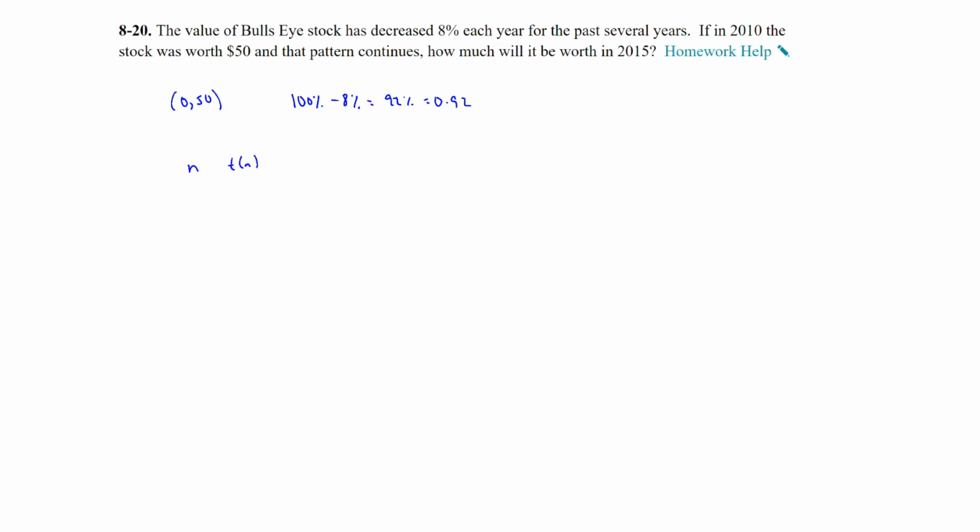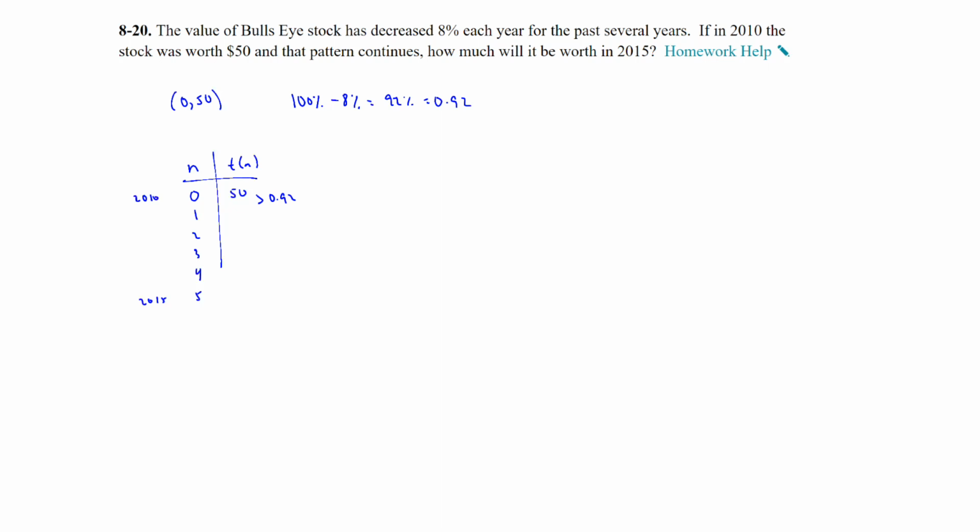So you could set up a table and just work through, since 2015 is not that far from 2010. N would be 0, though. That represents the initial year of 50, and this would be 2010. And then 1 would be 2011, 2 would be 2012, 2013, 14, and 15. So you could just work through the table and multiply by 0.92 until you get down to year 5.